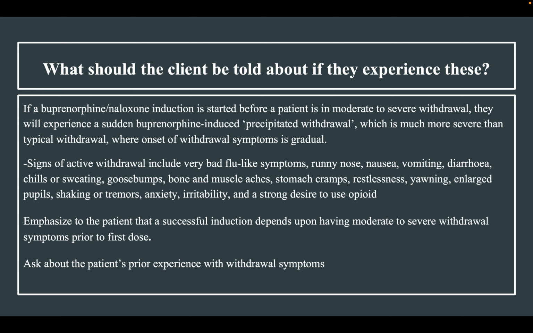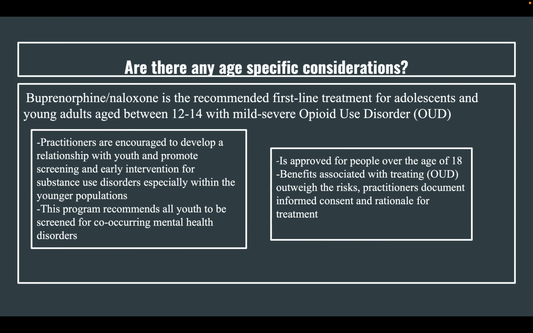Signs of active withdrawal include very bad flu-like symptoms, runny nose, nausea, vomiting, diarrhea, chills or sweating, goosebumps, bone and muscle aches, stomach cramps, restlessness, yawning, enlarged pupils, shaking or tremors, anxiety, irritability, and a strong desire to use the opioid. Emphasize to the patient that a successful induction depends on having moderate to severe withdrawal symptoms prior to the first dose, and ask about the patient's prior experiences with withdrawal symptoms.